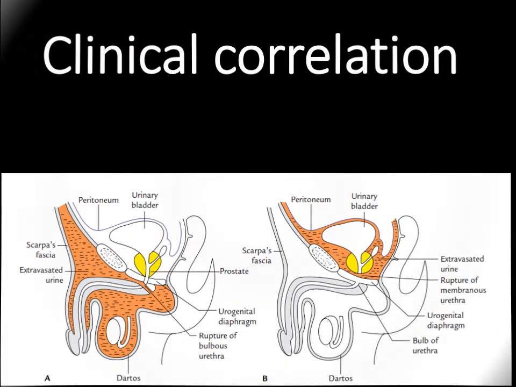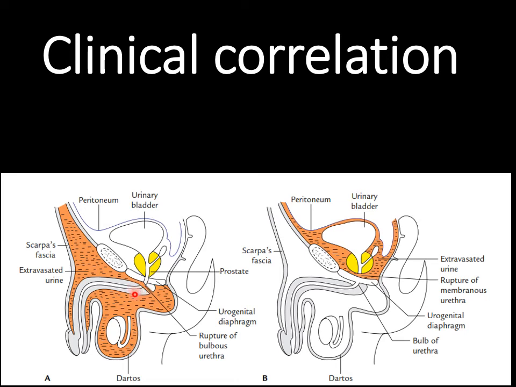So this is regarding the clinical correlation of the superficial and deep perineal pouches. If the urethra ruptures below the perineal membrane, what happens? If the urethra ruptures above the perineal membrane, what happens? Below the perineal membrane, we are in the superficial perineal pouch. Above the perineal membrane, that is the deep pouch. Okay, that you have to remember.